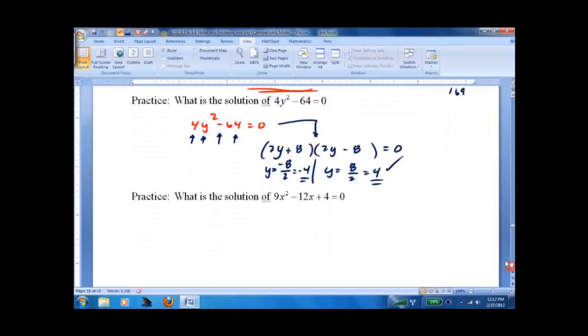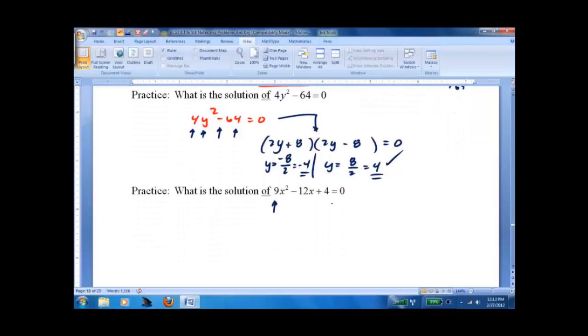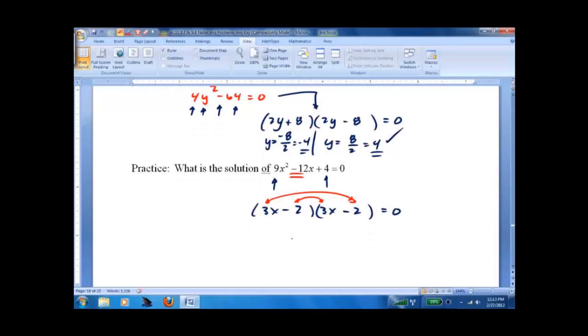So here's the other one. Say, oh, look, perfect square, should work. 3x minus 2, 3x minus 2. Let's check it. 3 times negative 2 is negative 6. 3 times negative 2 is negative 6. Negative 6 plus negative 6 equals negative 12. Looks like it works. So now we solve.